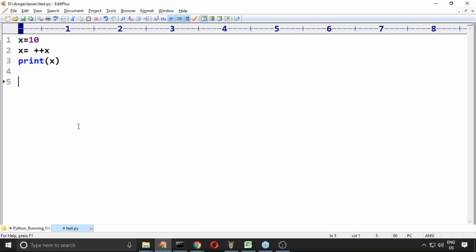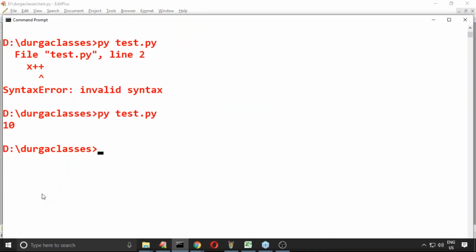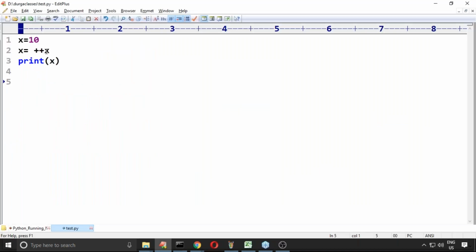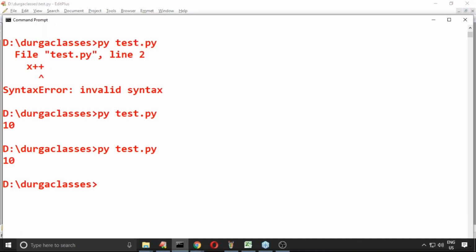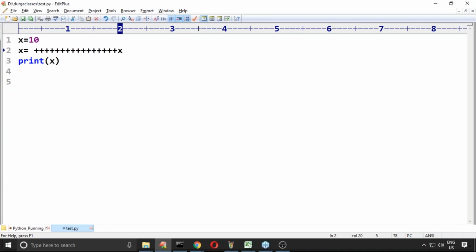Sir, if I execute this code, what output do we get by default? 10 only. Where is the increment? Increment is not happening. You can take any number of plus symbols, no issue, Python interpreter is never going to raise any problem. So increment and decrement operators are not available in Python. That's what you people should be aware of.